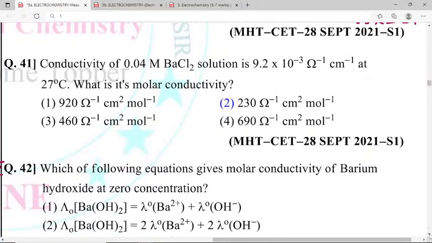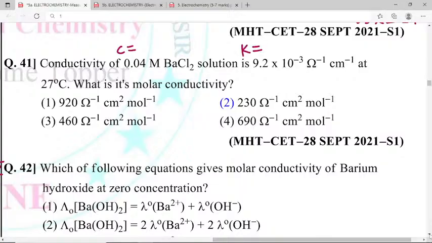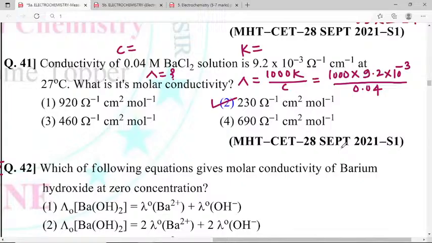Concentration is given as 0.04 molar. Conductivity K is also given. What is the molar conductivity? Molar conductivity lambda, which we have to calculate, is equal to 1000 K divided by C.